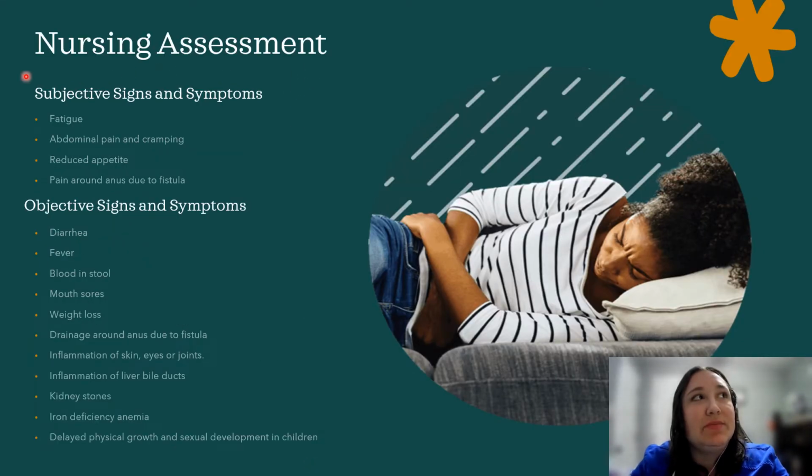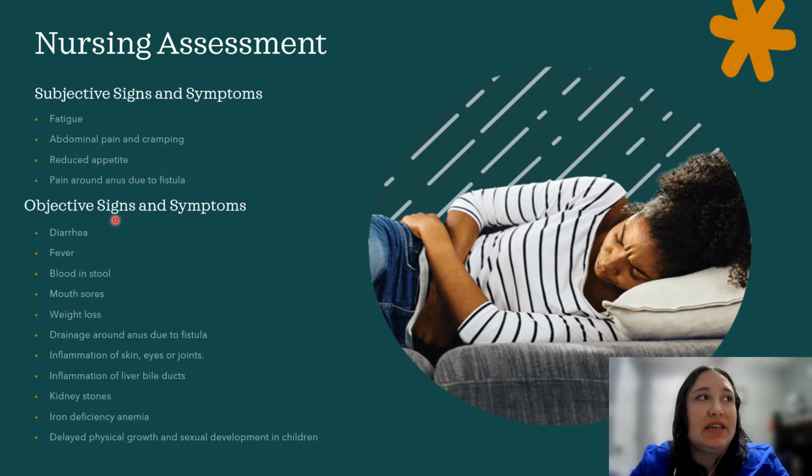Nursing assessment. So I'm going to go over some subjective and objective signs and symptoms of Crohn's disease. Some subjective signs and symptoms would be fatigue, abdominal pain and cramping, reduced appetite, and pain around the anus due to a fistula.